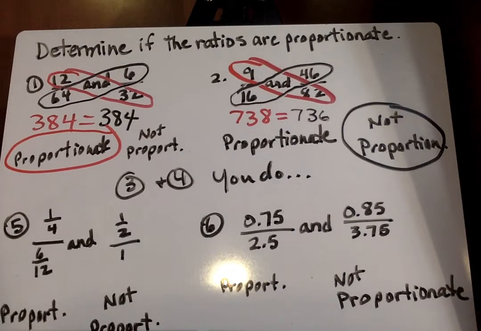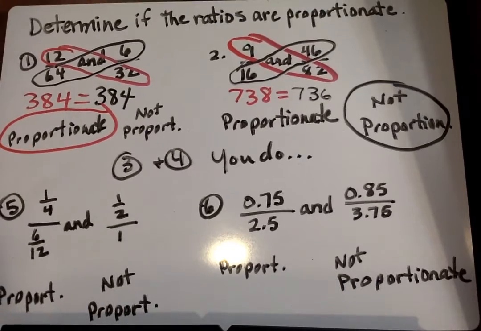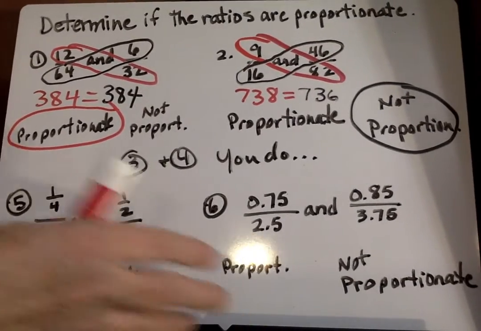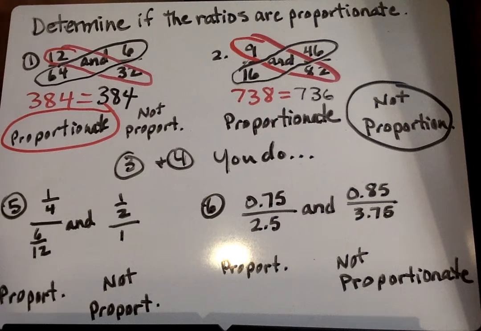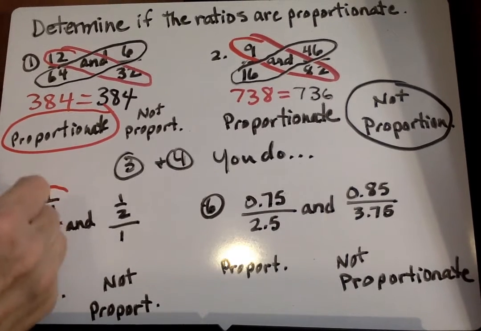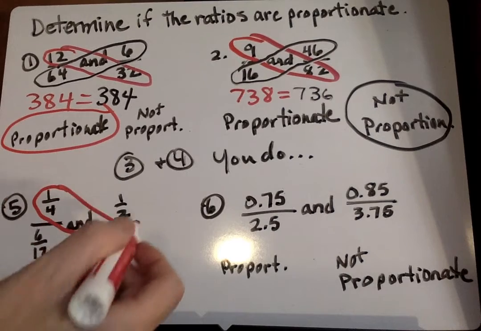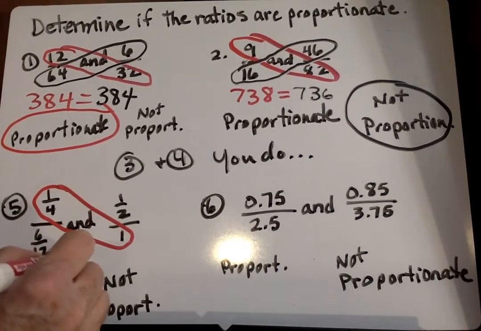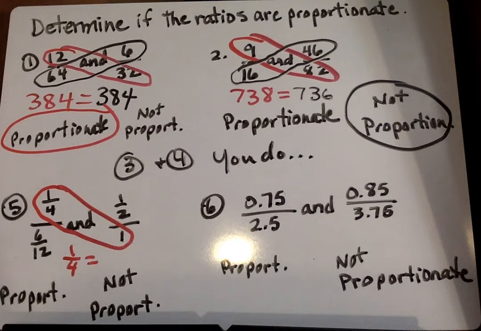Okay. So we can pause the video and have you do 3 and 4, or we could just plow through and do number 5 and 6, the one with fractions and decimals. There's nothing to be scared about with the 5 and 6, with the decimals. Decimals and decimals here and fractions here, nothing to be scared of. We still just say, okay, 1/4 times 1. Well, that's easy. That's going to be 1/4. Now we have to see if it equals the other one, which is 6/12 and 1/2.